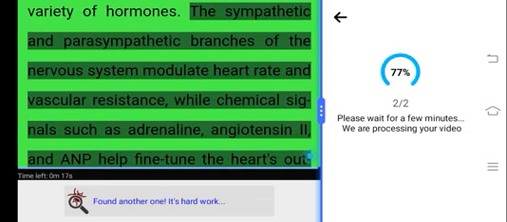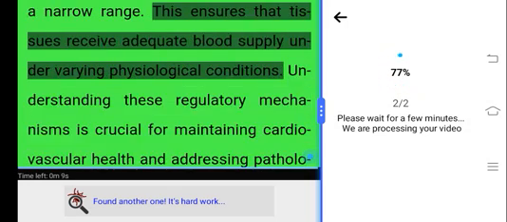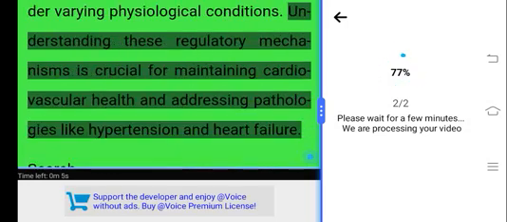The sympathetic and parasympathetic branches of the nervous system modulate heart rate and vascular resistance, while chemical signals such as adrenaline, angiotensin II, and ANP help fine-tune the heart's output and maintain blood pressure within a narrow range. This ensures that tissues receive adequate blood supply under varying physiological conditions. Understanding these regulatory mechanisms is crucial for maintaining cardiovascular health and addressing pathologies like hypertension and heart failure.